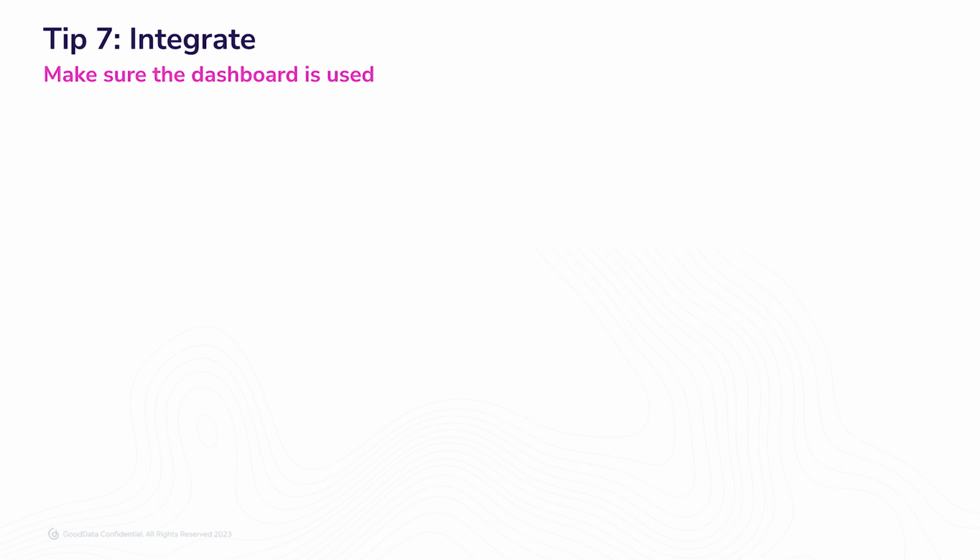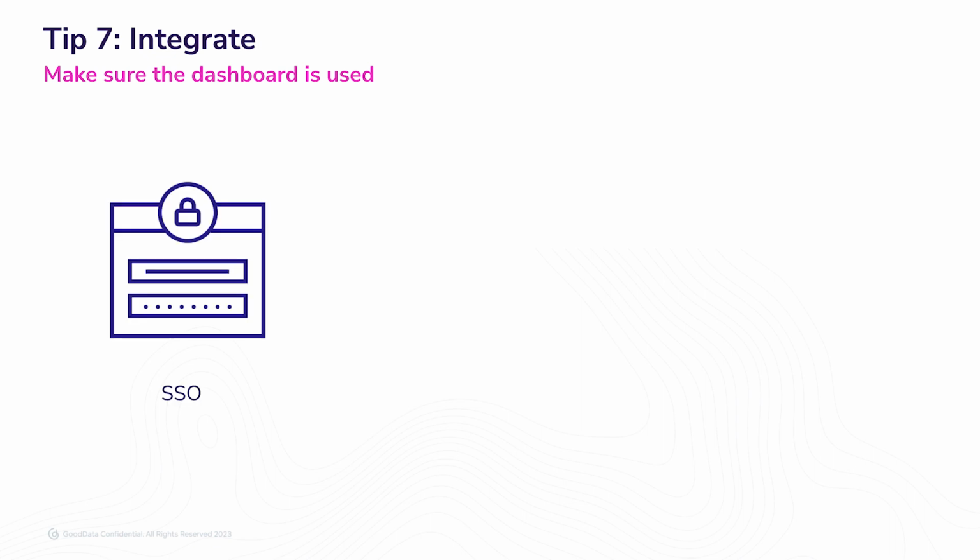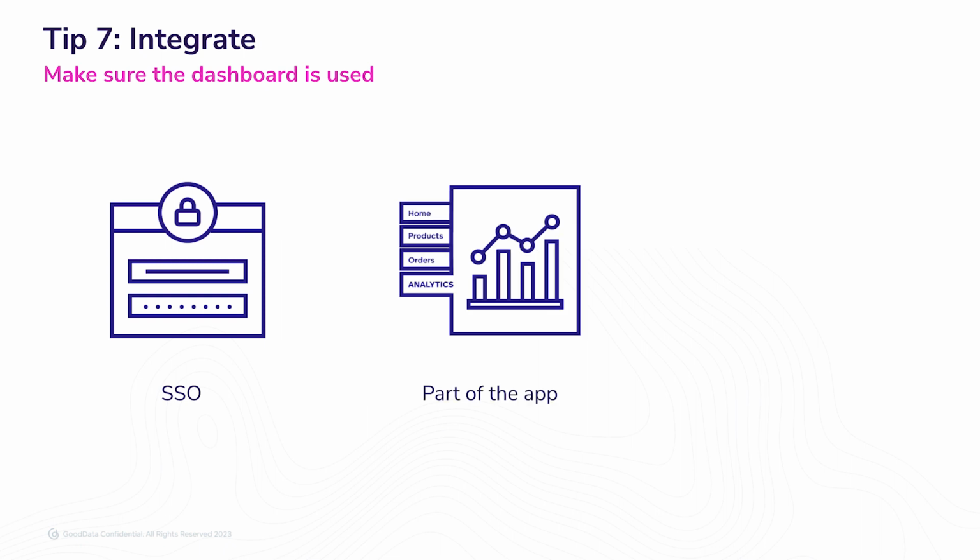And that brings us to the last one, tip number 7, to integrate, basically making sure the dashboard is used. And how to do it? Definitely by making it easy for the users. Easy to use, because if you build something which is hard to reach, no one will use it. So the first step would be to use single sign-on. So you eliminate one login for the users, so they can just click and they are in the dashboard.